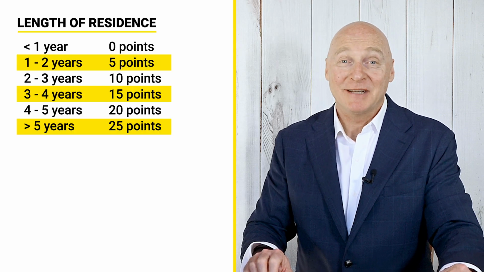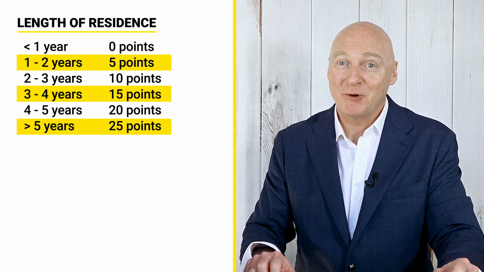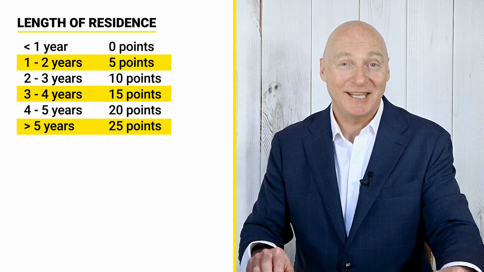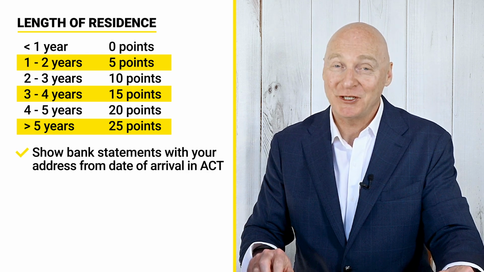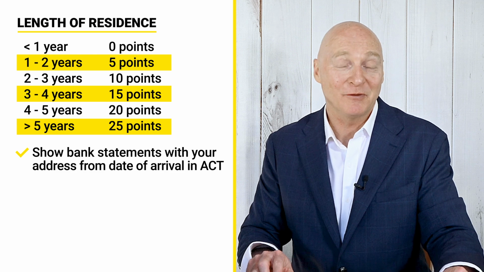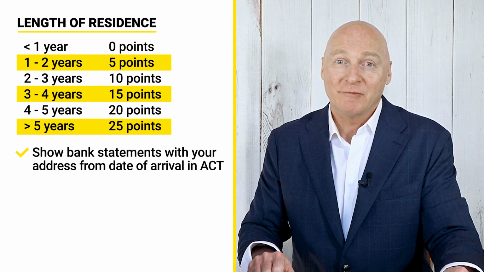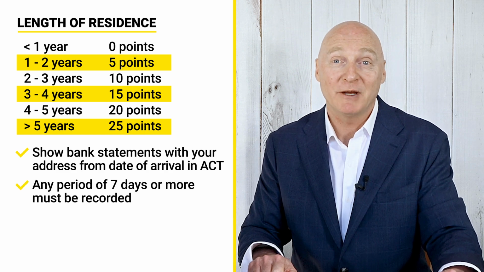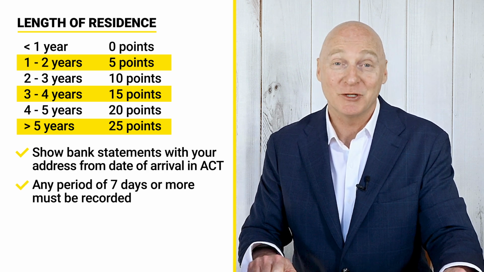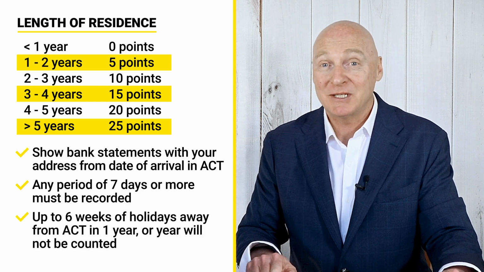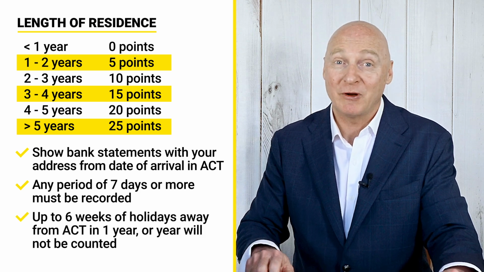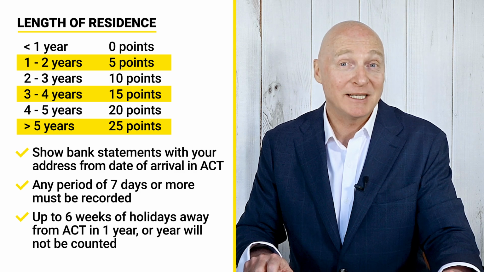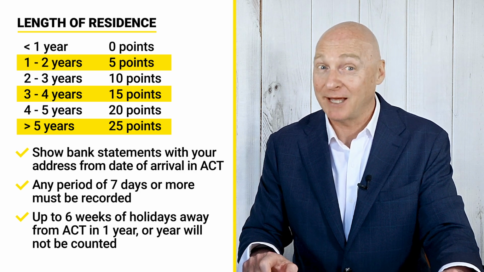Length of ACT residence. Your score points is based upon how long you've lived in the ACT. To prove your residency, you have to show bank statements evidencing the date of your arrival in Canberra. Your residency does not need to be continuous, but you must record any period where you're away for 7 days or more. You can have up to 6 weeks of holidays away from Canberra in any 1 year, but if you exceed the 6 weeks, that year cannot be counted.